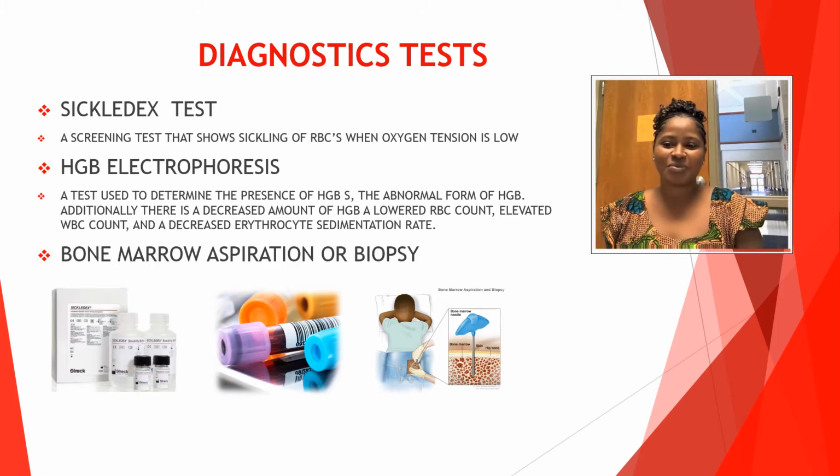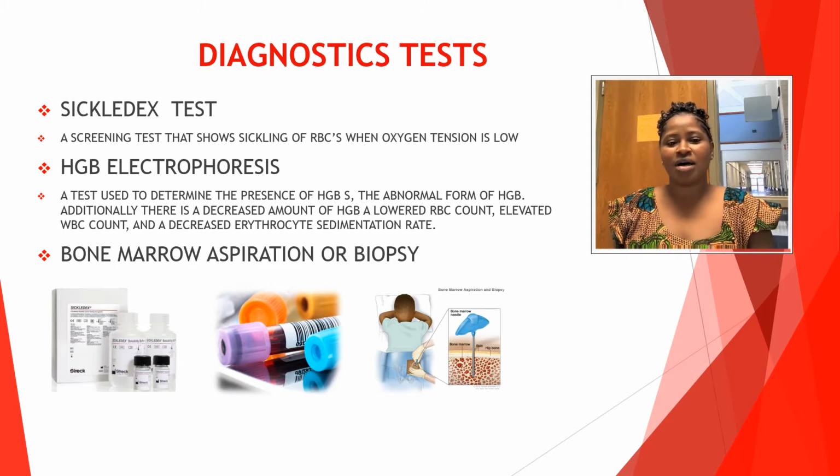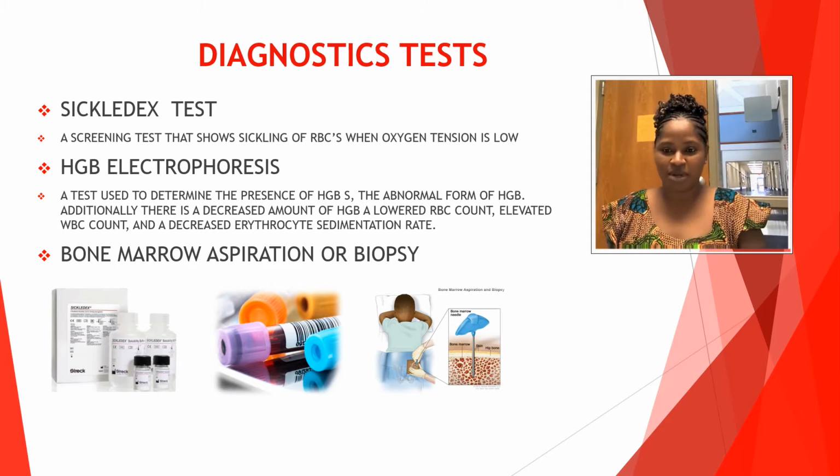I'm going to explain the diagnostic tests for sickle cell anemia. The sickle dex test is one of the screening tests that shows sickling of red blood cells when oxygen tension is low. There is another test called HGB electrophoresis. It detects the abnormal HGBs. Additionally, there is a lowered HGB and red blood cell count as well as elevation of white blood cell count.